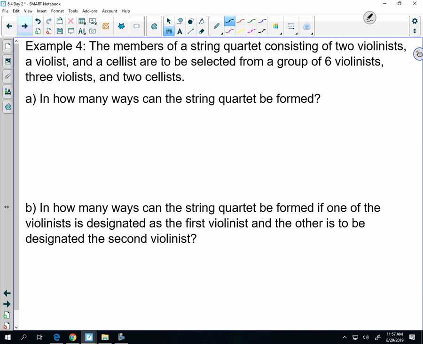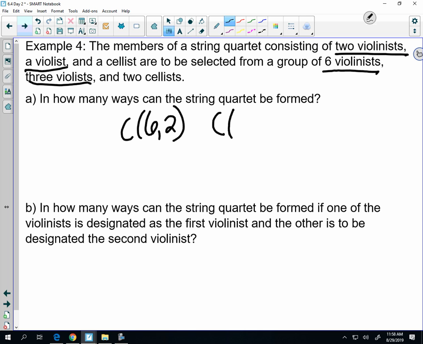So this is different than what we did in 6-3, because in 6-3 we would just be choosing 1 violinist, 1 violist, and 1 cellist. Those are weird words for me to say. So think about if we want 2 violinists out of 6 violinists. Again, order doesn't matter, so that would be out of 6, I want to choose 2. And then there are 3 violists, and I only want 1. So I could say combination 3, choose 1. And if there are 2 cellists to choose from, and I just want 1, that would be 2 choose 1.